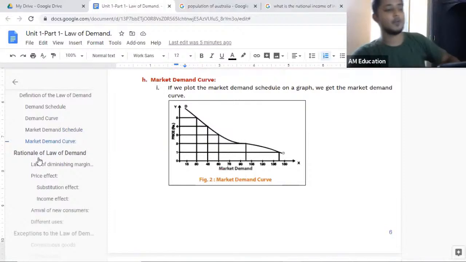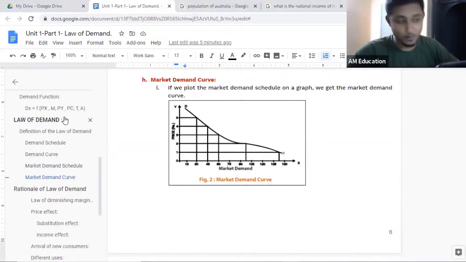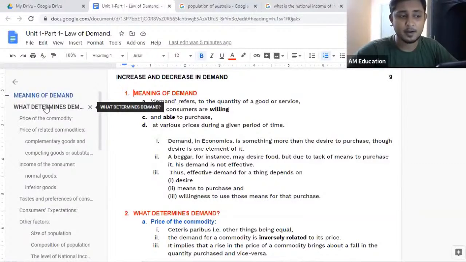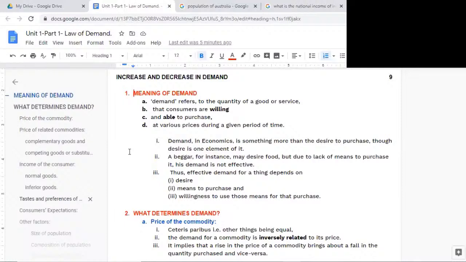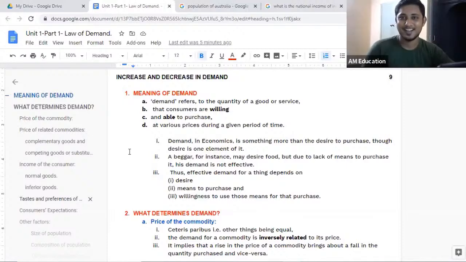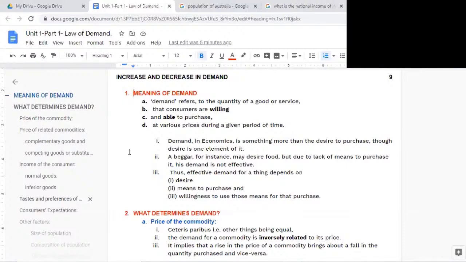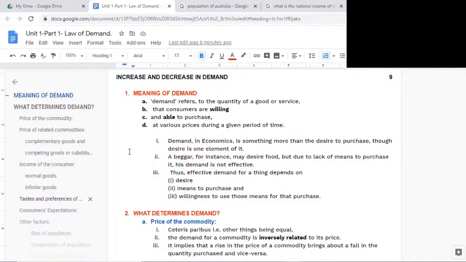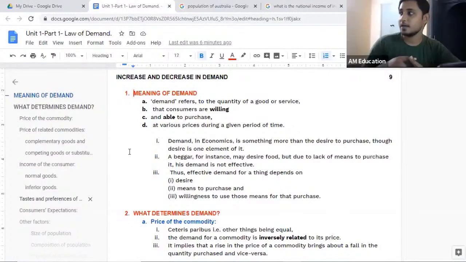So that is what we've learned through this day, the whole of the law of demand. We've seen what is the meaning of demand. What is the meaning of demand? The quantity of goods or services the consumers are willing and able to purchase at various prices during a given period of time. It's the desire, willingness, and the ability to buy that product.